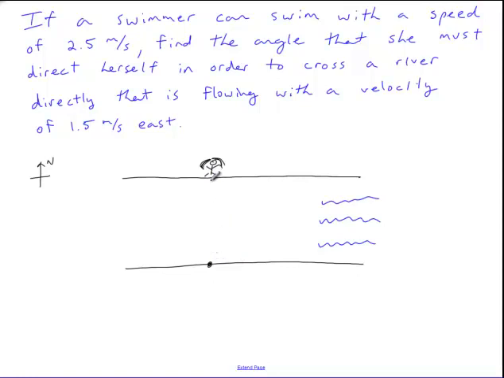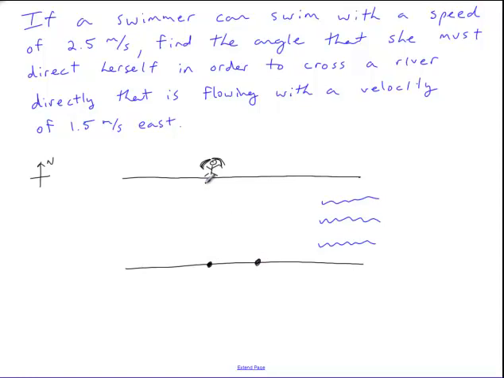But we know that if she just jumped in and pointed herself straight across, the current would eventually push her this way, and she'd probably end up somewhere over here. Okay? So she wants to end up here. How is she going to do that? If she goes straight across, she ends up downstream. She wants to end up right here.